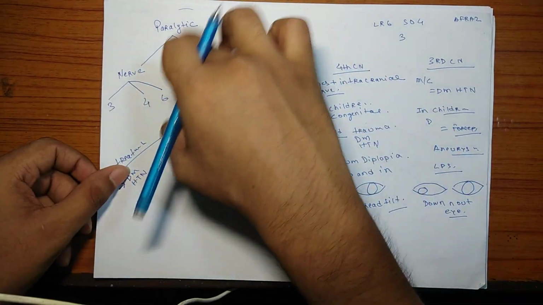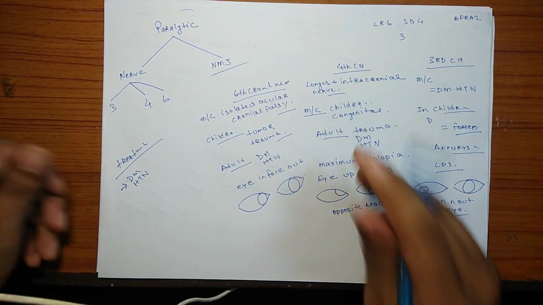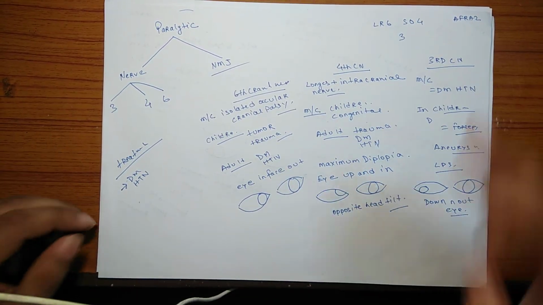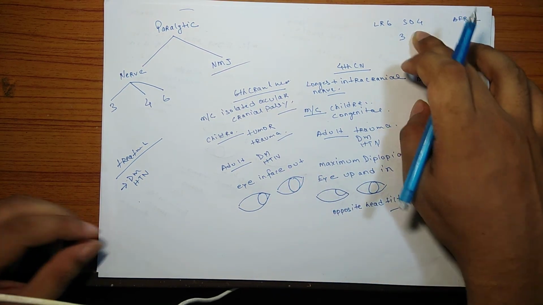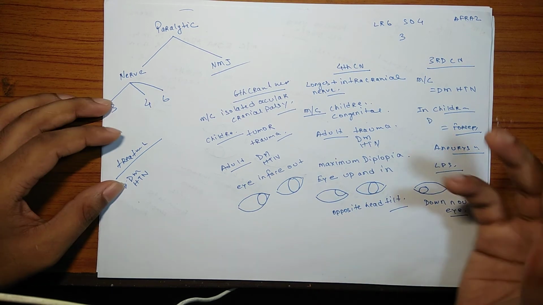Now this is the paralytic squint. We have the third, fourth, and sixth cranial nerves. Remember this mnemonic: LR6 SO4 address all. Superior oblique is supplied by the fourth cranial nerve, lateral rectus is supplied by the sixth cranial nerve, and all the other extraocular muscles are supplied by the third cranial nerve.